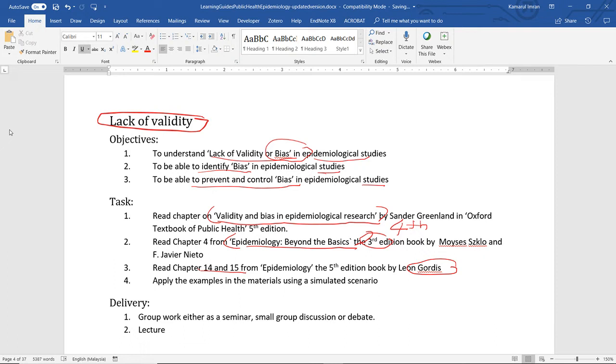And lastly, you should be able to apply the examples in the materials. It means that we might give you simulated scenarios, and you should be able to understand the problems and provide solutions to the problems.